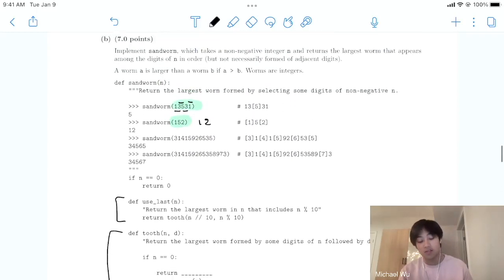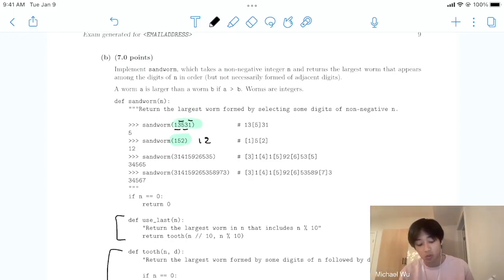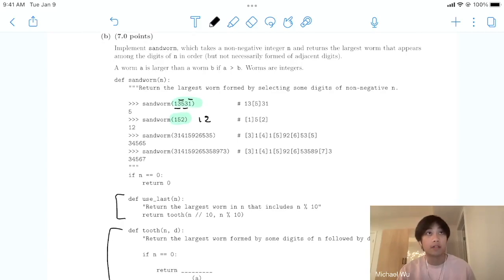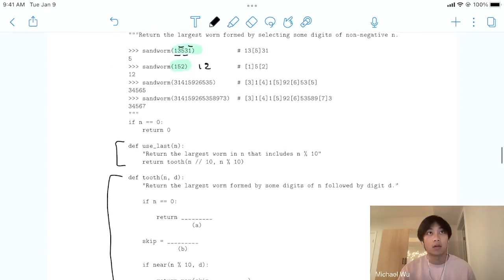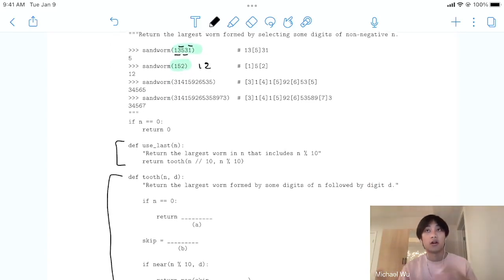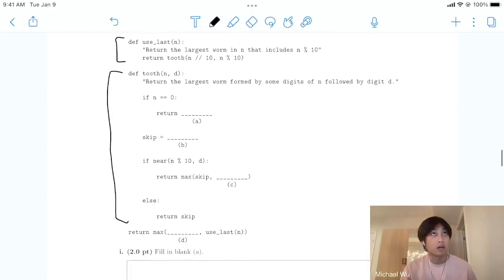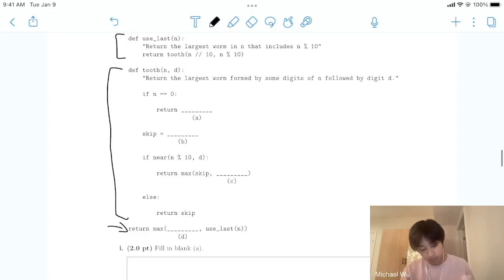So sandworm has this base case where if n is equal to 0, then return 0. And this makes sense because if the n that we passed in is 0, the largest worm that we can make with 0 is just going to be 0. Cool. So we can ignore these other functions for now, because we don't have to go into them until we actually call one of the functions. So I'm just going to go down until we get to a call, which is right here.